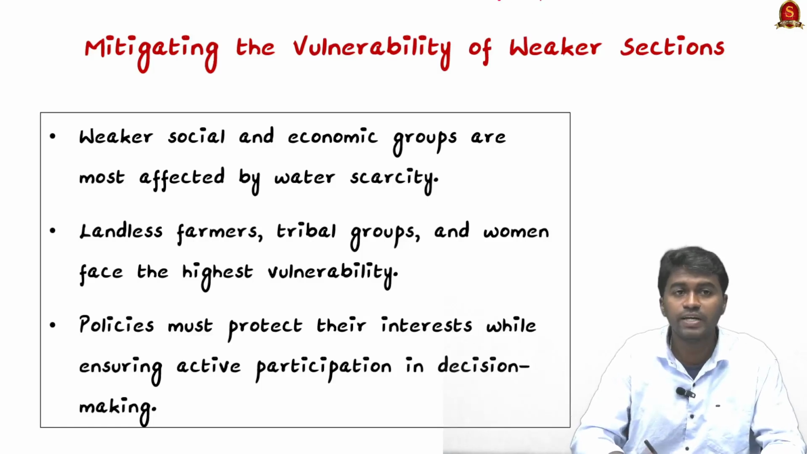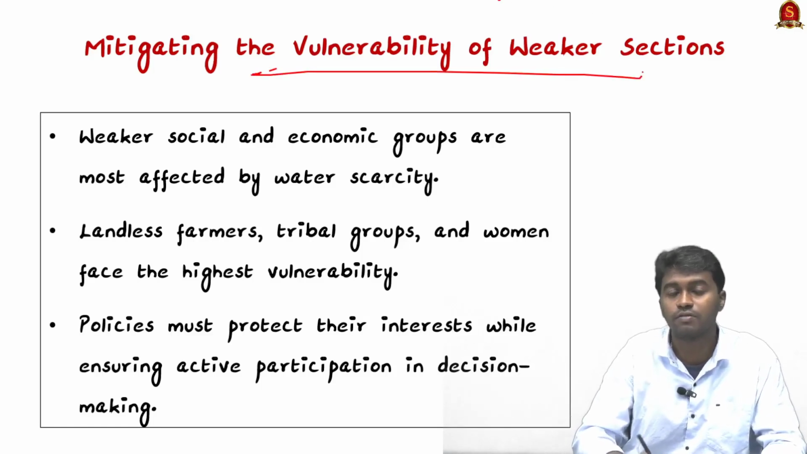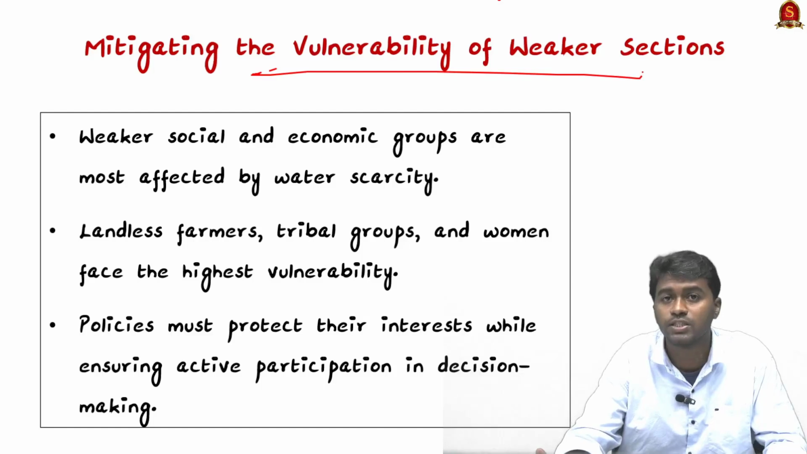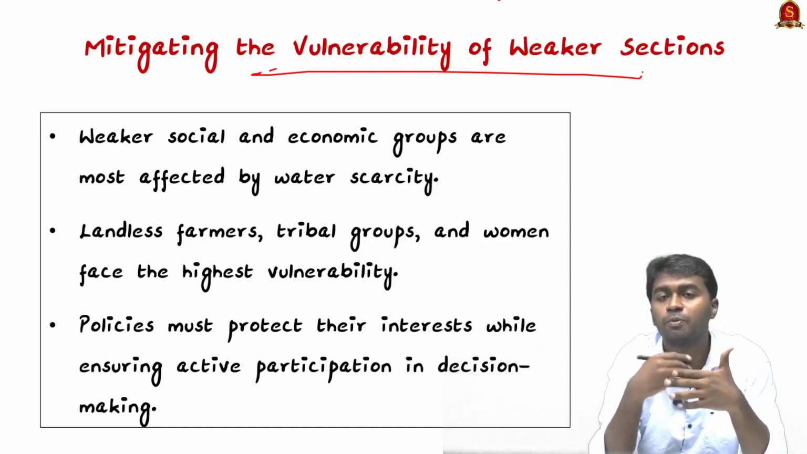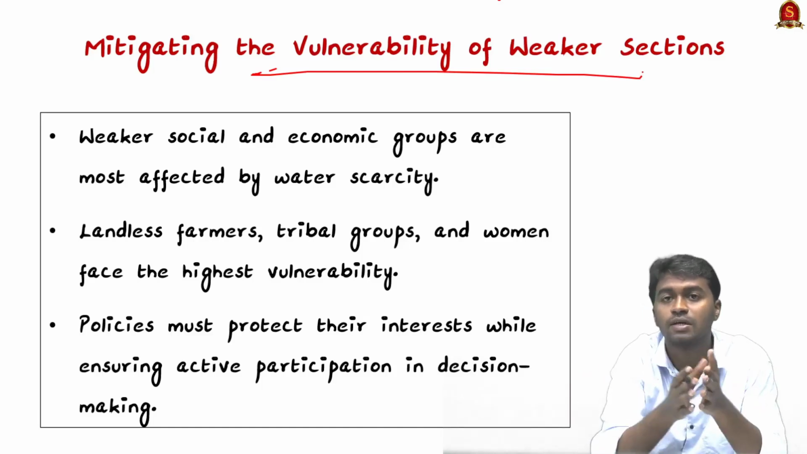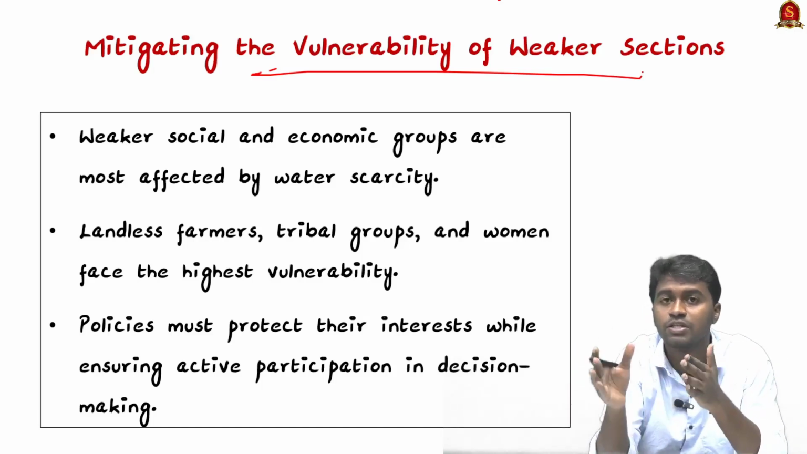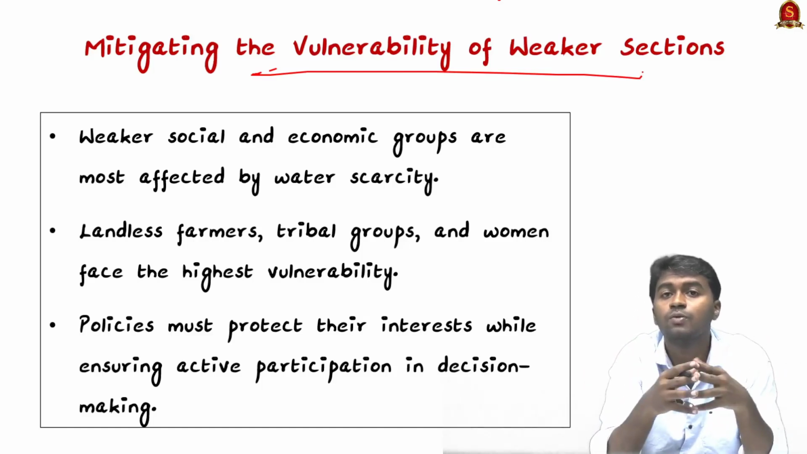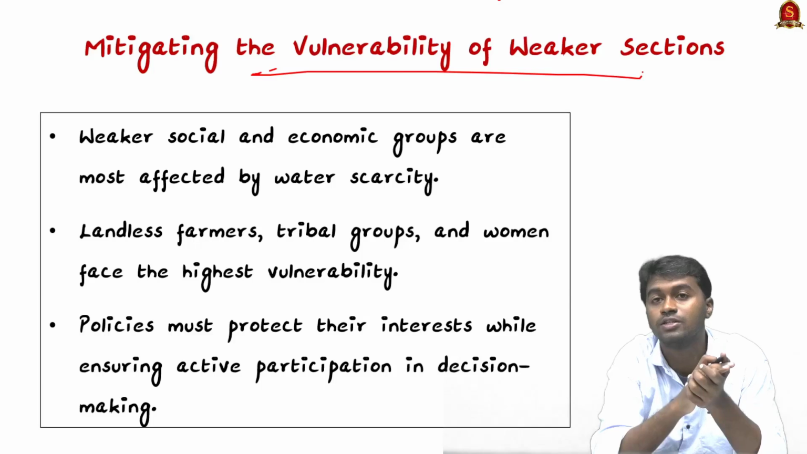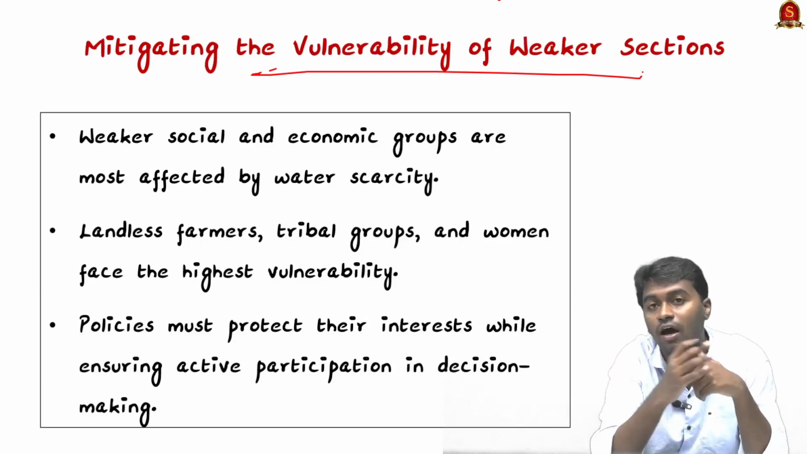And the next is mitigating the vulnerability of the weakest sections. For example, if you take climate change itself, climate change is disproportionately affecting society. For example, if you take the rising sea level, first it will affect the coastal community, then it will affect the farming community, and then only it will affect the people living in high latitude or higher altitude regions.